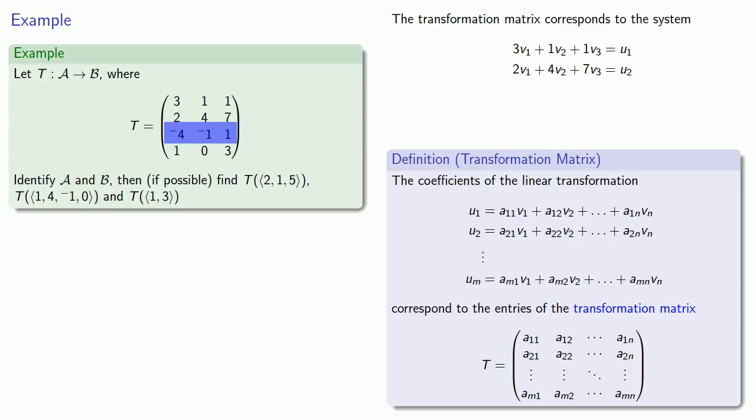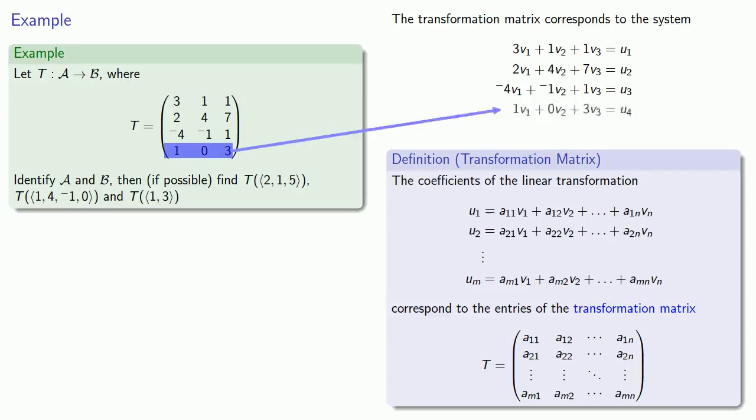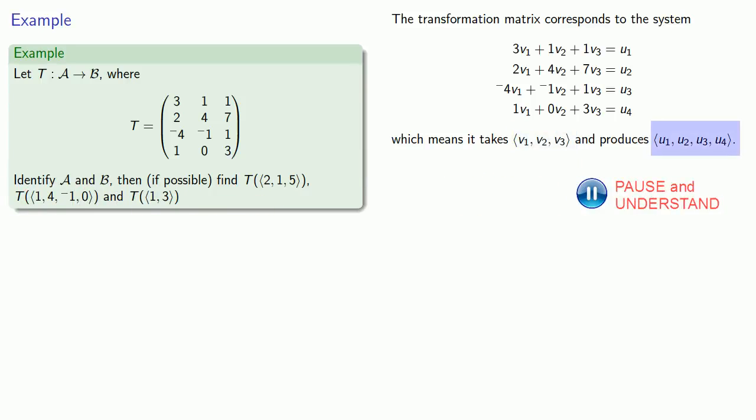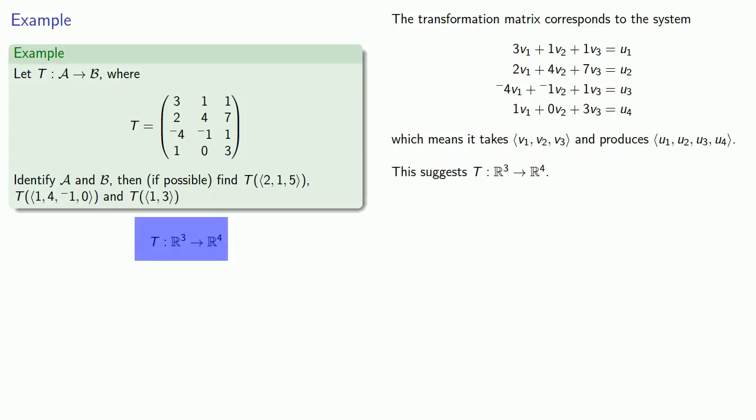Our third row corresponds to the formula minus 4v1 minus 1v2 plus 1v3 equals u3. And finally, the fourth row corresponds to the formula 1v1 plus 0v2 plus 3v3 equals u4. And that means we're going to take vectors v1, v2, v3 and transform them to vectors u1, u2, u3, u4. And so it appears that this transformation takes vectors in R3 and sends them to vectors in R4. And so we can record that result.